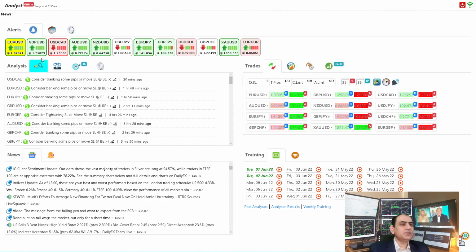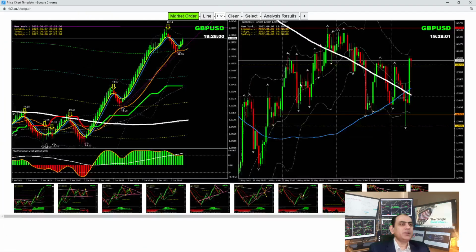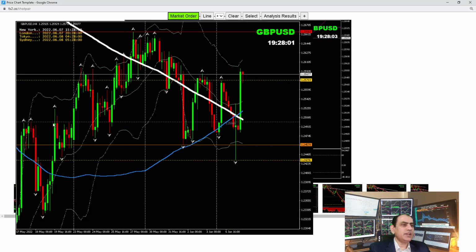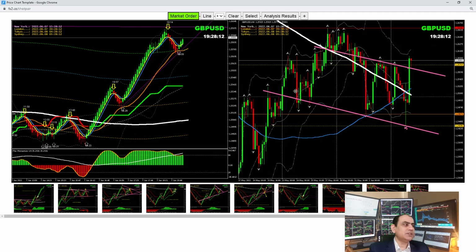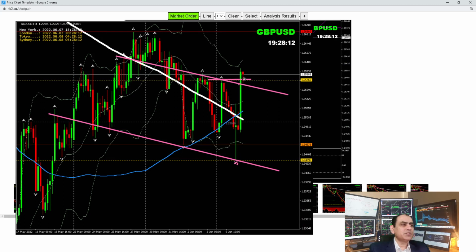All right, let's move into the cable, pound dollar. We had an amazing trade guys, beautiful. And if you look at the 4-hour chart, we have sort of a pattern. We were expecting the possibility of reversal, and our target was this level, which price nicely hit. Even right now it looks like the price broke and we're expecting a pullback. We'll see tomorrow guys, but we had a nice long trade here.